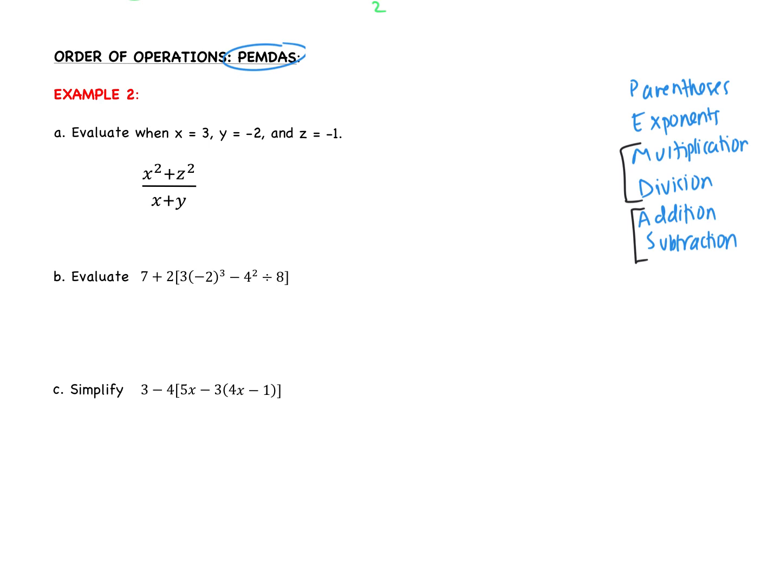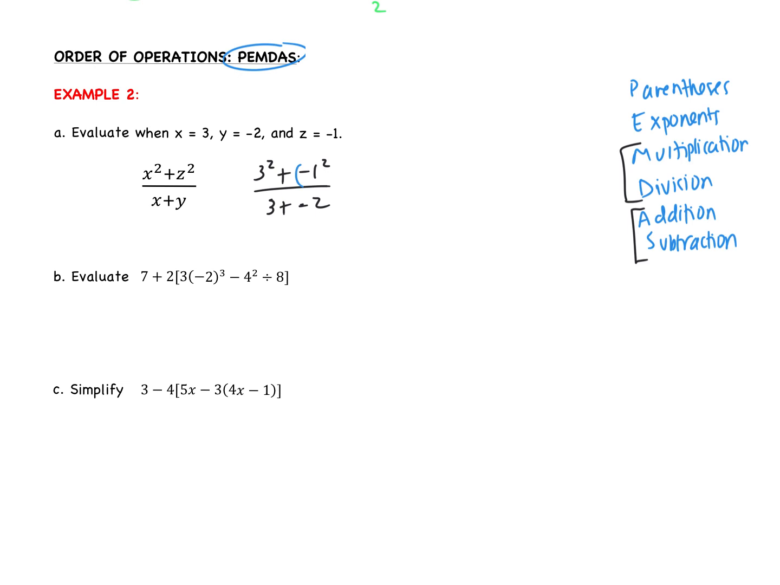Okay, so let's do our first example. Example A. Evaluate when x is 3, y is -2, and z is -1. We're going to start by plugging these numbers in. So I get 3 squared plus -1 squared over 3 add -2. Now, I purposely made a mistake in the way that I wrote this. Anybody know what that mistake is?